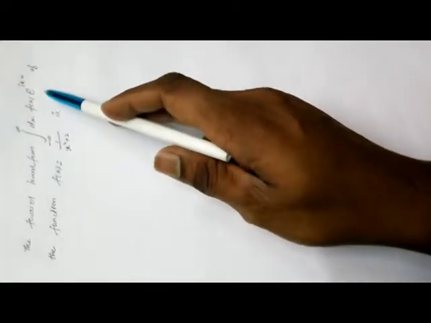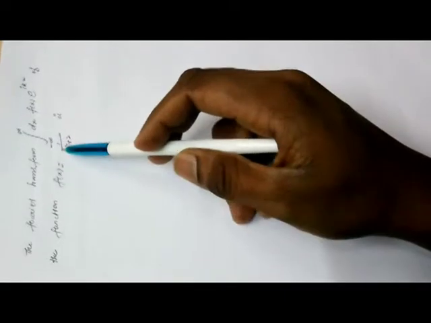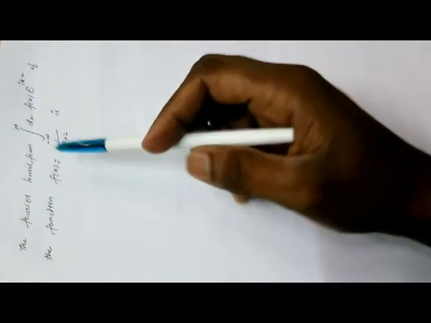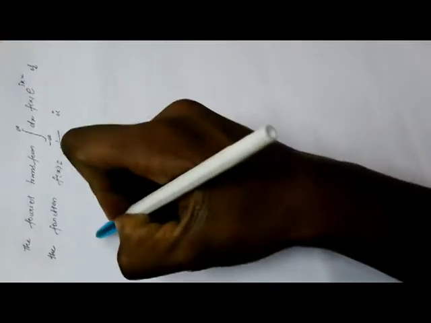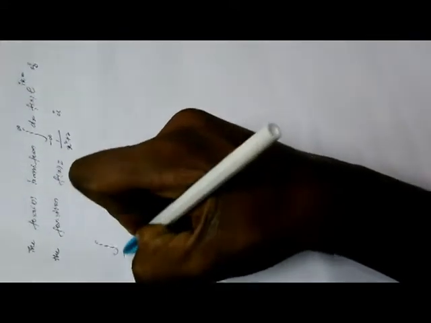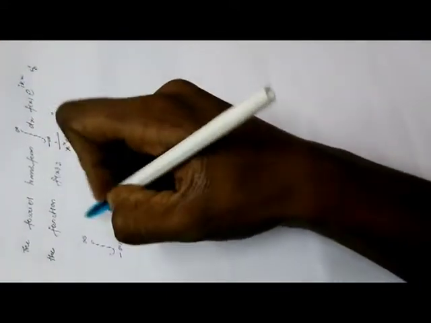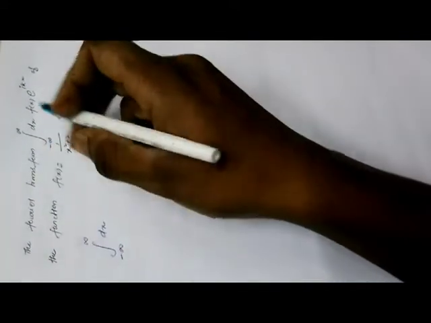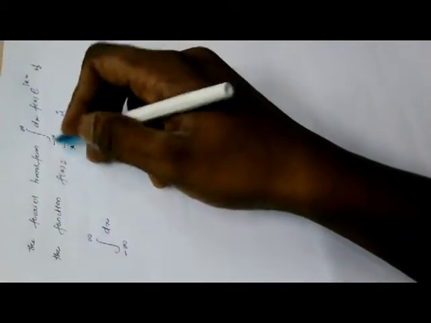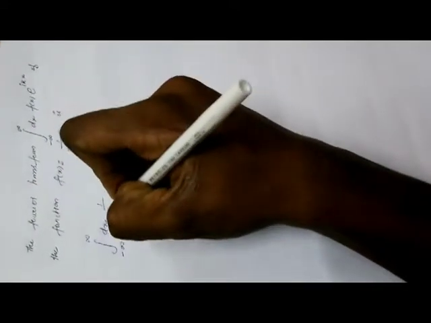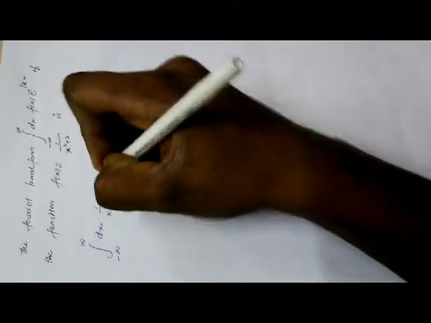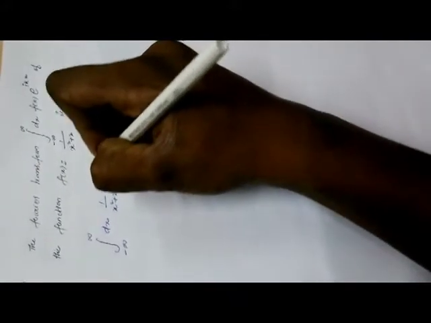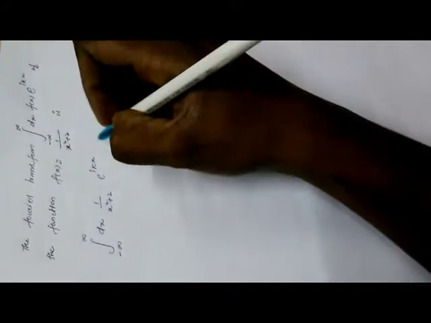So the next question is: find the Fourier transform of the given function f of x equal to 1 by x square plus 2. In the Fourier transform integral, instead of f of x we are going to substitute the given value, dx, times e to the power i k x.